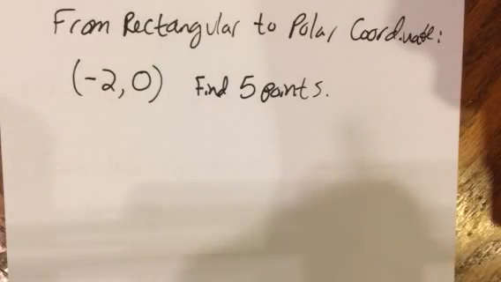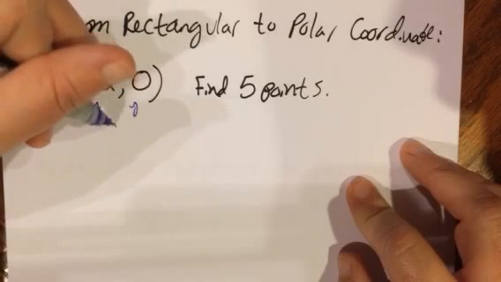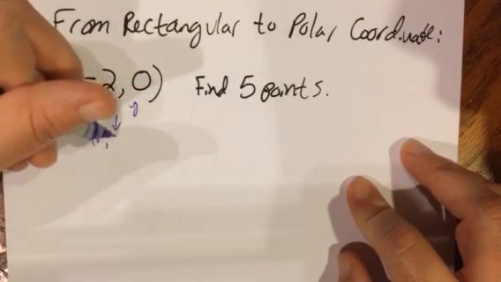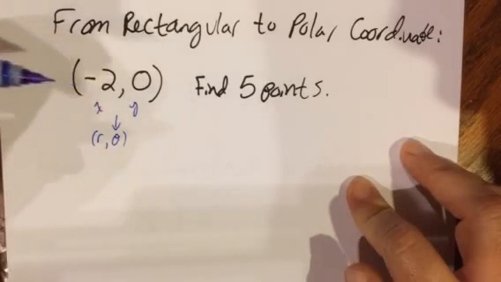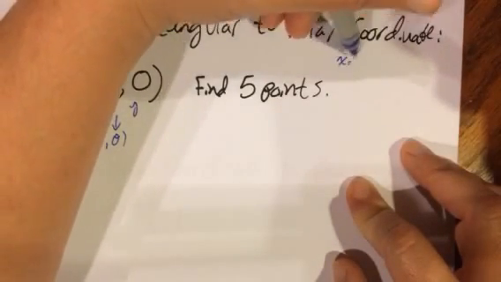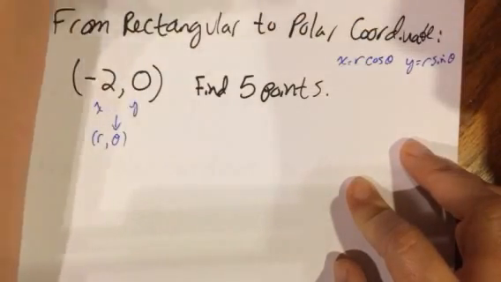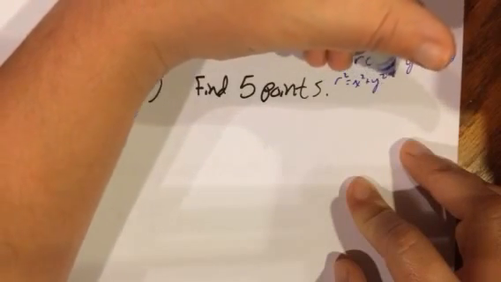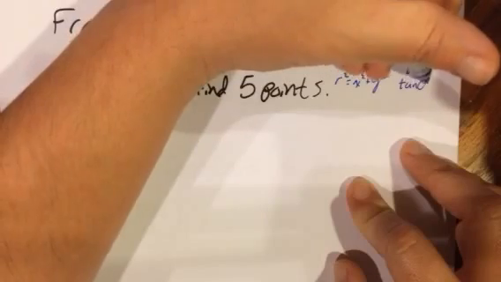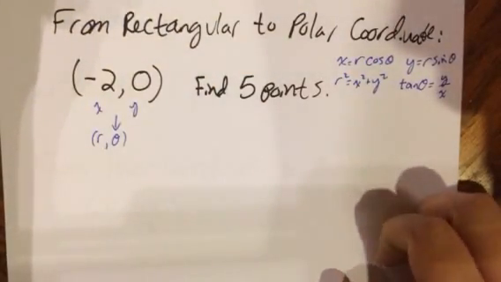Okay, so let's try this one from rectangular to polar. That means I'm starting off with an x and a y, and I want to end up with an r and a theta. So I have four equations that work with polar coordinates. I have x equals r cos theta, y equals r sine theta, those two. I also have r squared equals x squared plus y squared, and tan theta equals y over x, all coming basically from the unit circle.